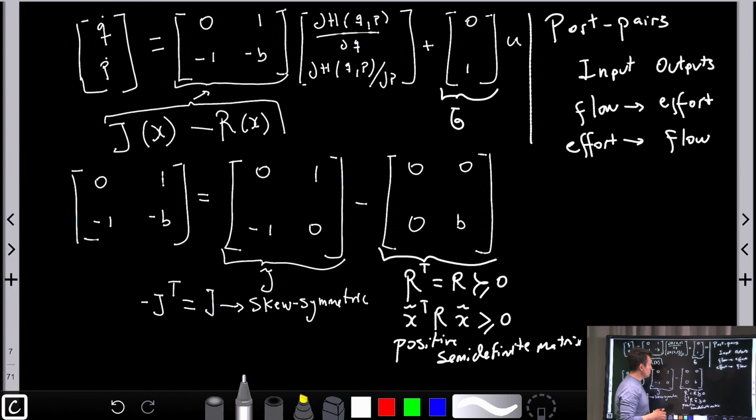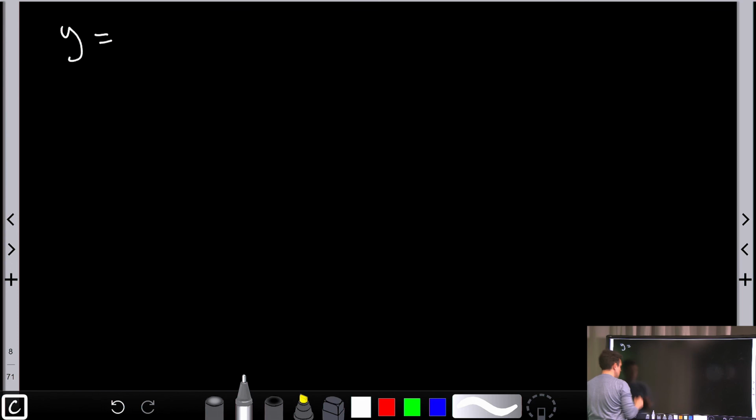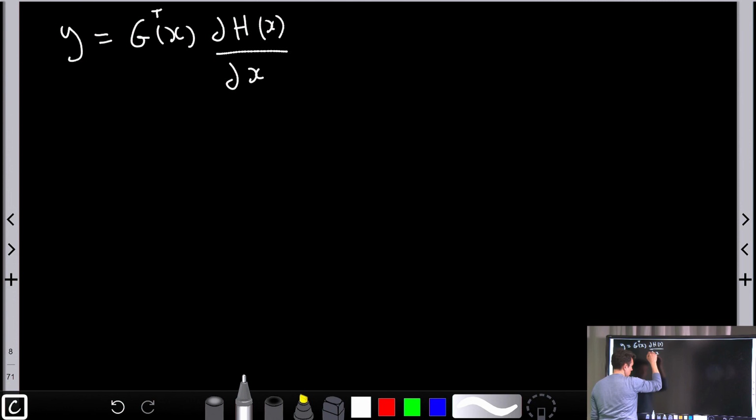In this case, we have U, and U is just a force, right? So if U is a force, which is just an effort, it means that the port-Hamiltonian predicts that we should have a flow. And what is the meaning of this? Well, it's a simple equation, and with this I will finish. We can say simply that the output Y of the port-Hamiltonian system will be defined as the transpose of the input matrix, multiplied by the Jacobian, meaning the partial derivative of the Hamiltonian function with respect to x.